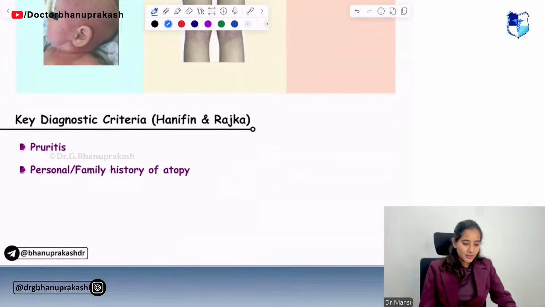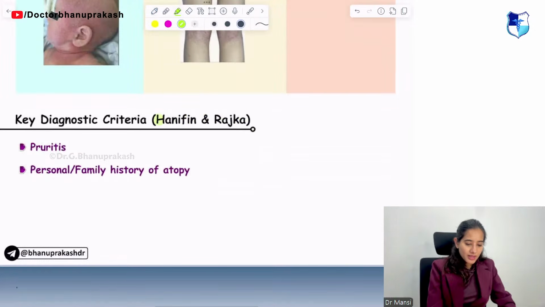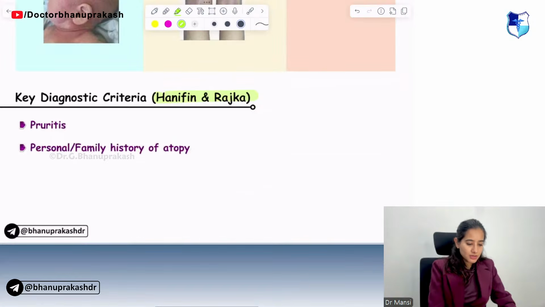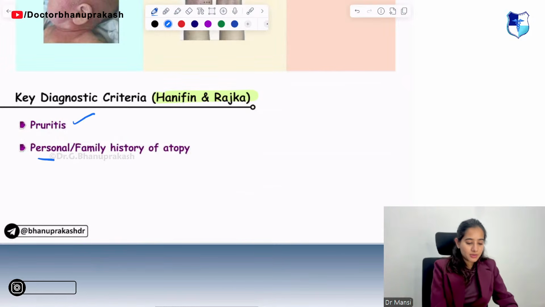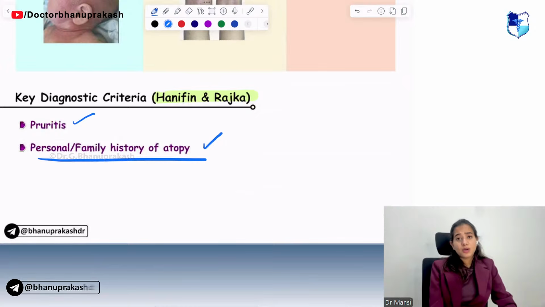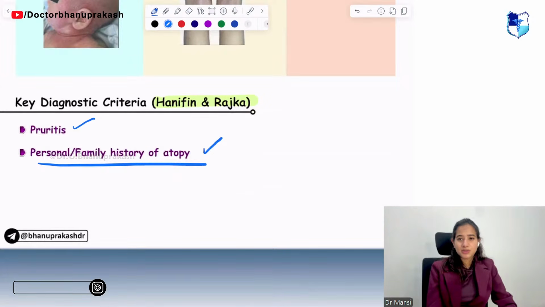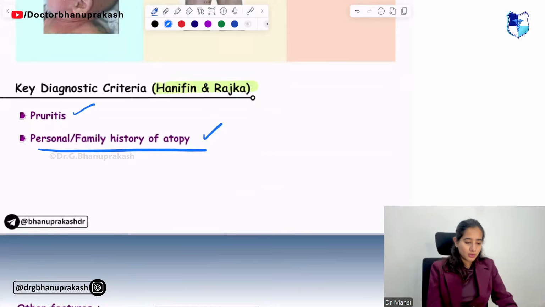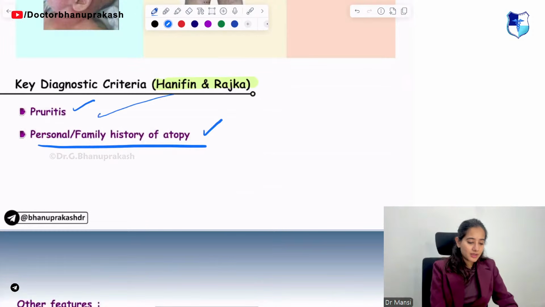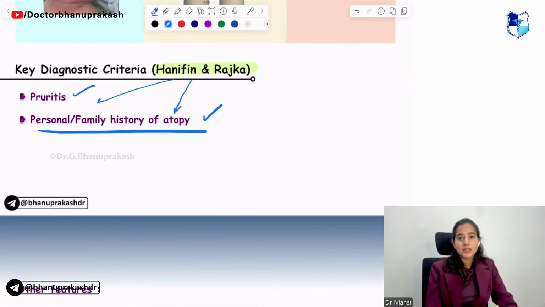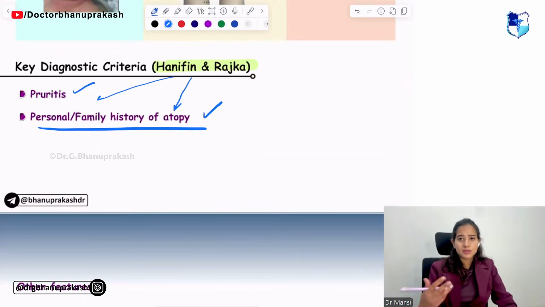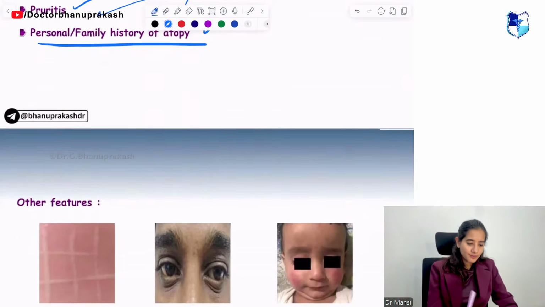Then one of the criteria used is the Hanifin and Rajka criteria for the diagnosis of atopic dermatitis, where itching, pruritus, is there, and then personal or family history of atopy is there. This atopic dermatitis kid will be visiting different OPDs: the ENT specialist for allergic rhinitis, the respiratory medicine specialist for asthma, and the dermatologist for atopic dermatitis. So the key diagnostic criteria include pruritus and the personal or family history of atopy. His mother or father or someone in the family will have the same kind of features as well.